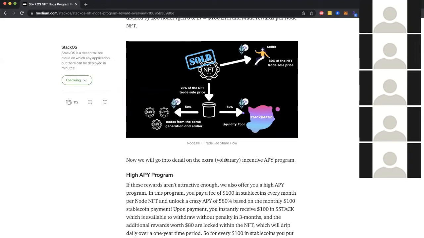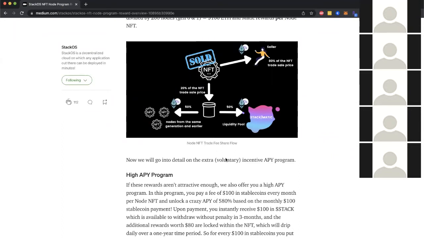But the rewards, which I'm just talking about, are basically the monthly fee which you pay in. So let's say you pay $100 the first month. That is $100 which gets locked in, and then you get $80 worth in stack locked into the NFT, which is dripped over the entire year.